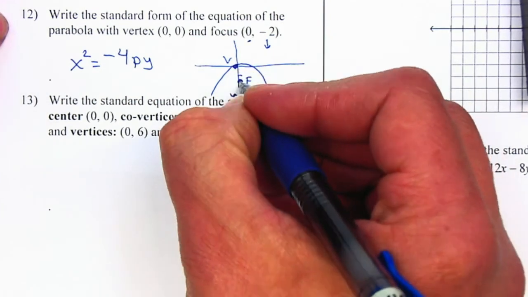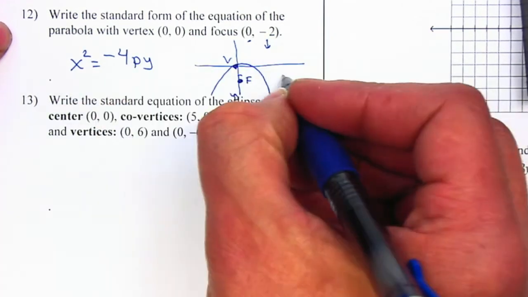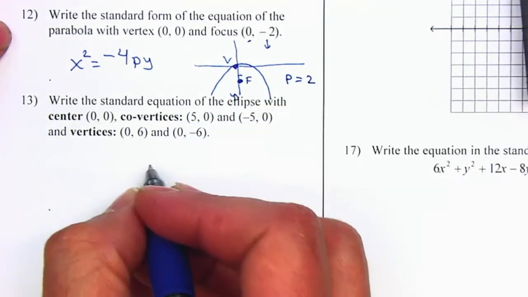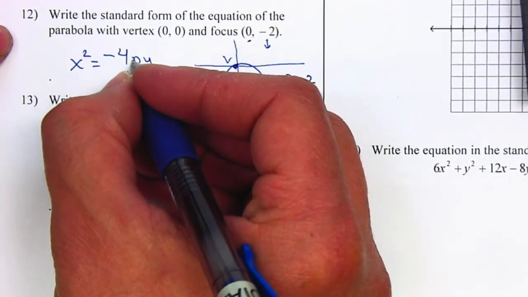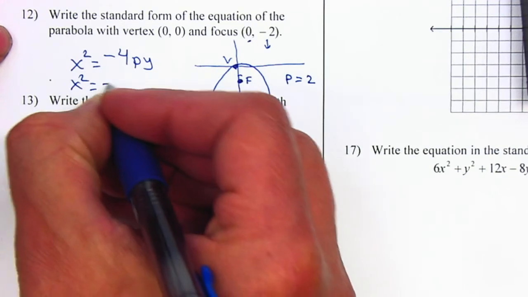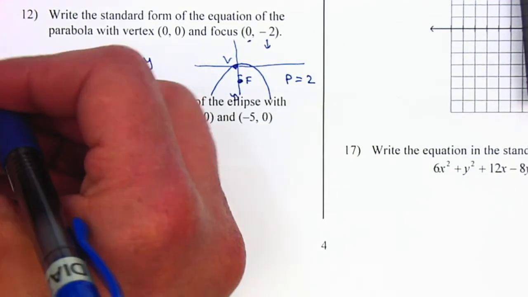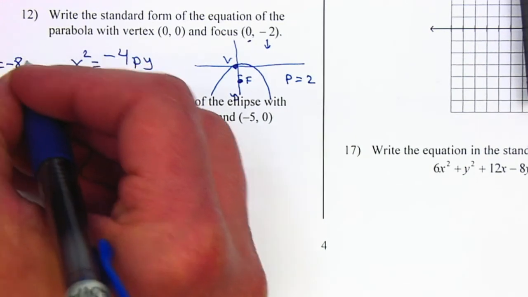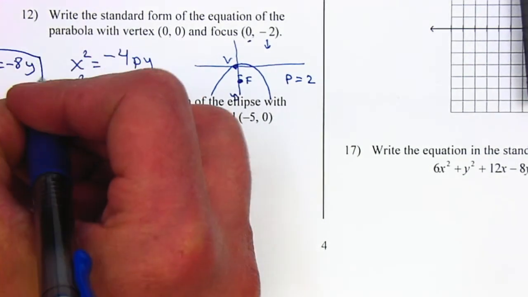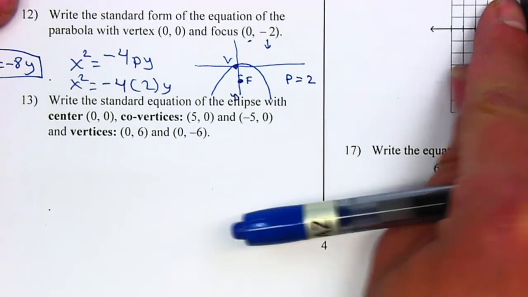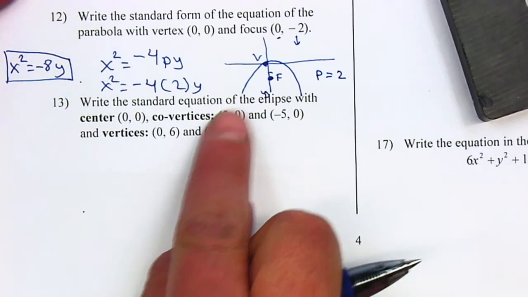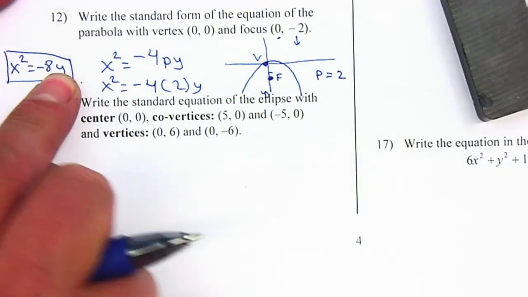Your vertex from your focus is 1, 2. So p is equal to 2. I'm going to plug it in. If you plug it in here, it will be x squared is equal to negative 4 times 2y. Therefore, x squared is equal to negative 8y. One of the last things I want you to confirm is that because it's facing down, your final equation should have a negative.